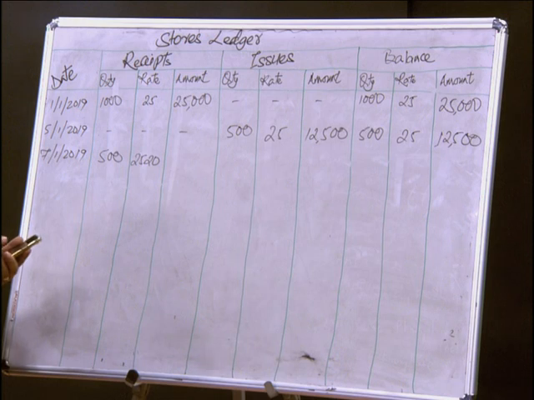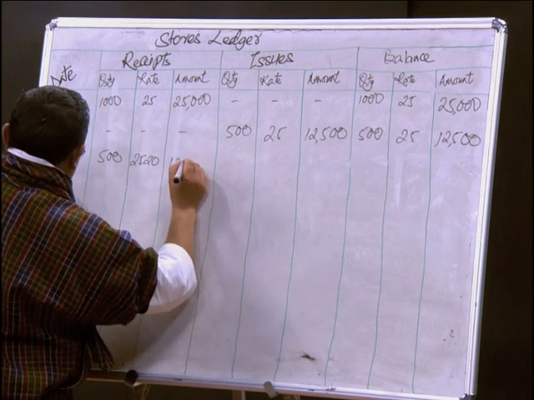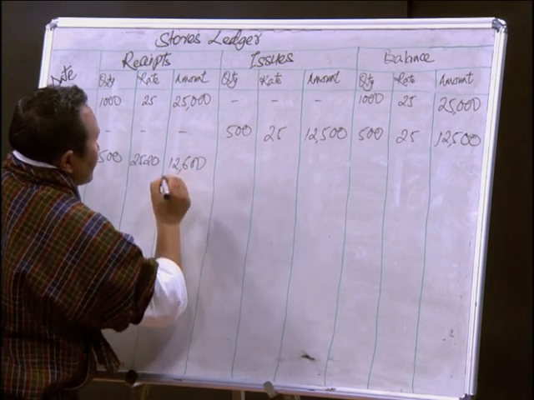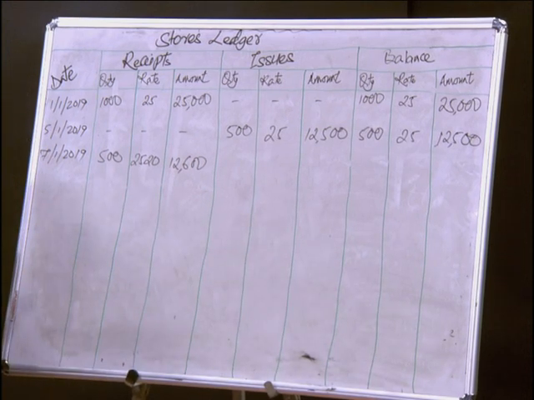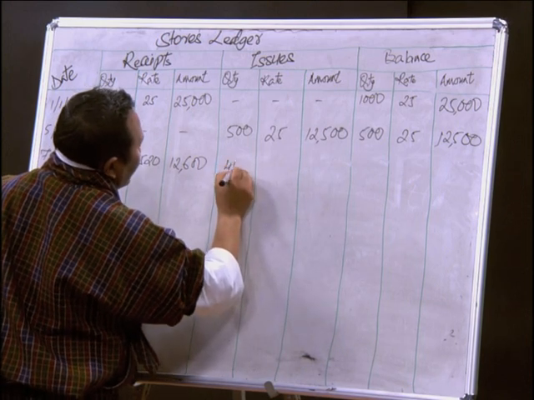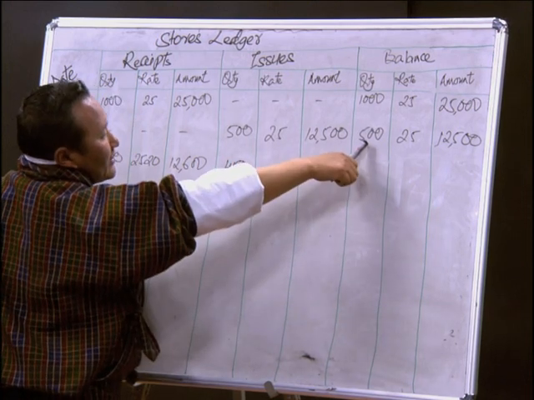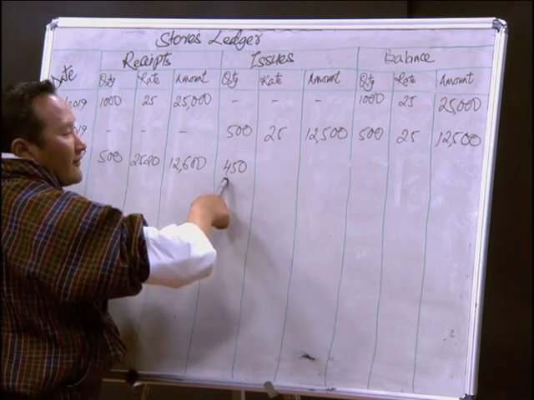Okay, that is 500 times 25.20. We get 12,600. At the same time we have issues to be made, and we have to issue 450 units. So we have a balance of 500, and from that balance we are going to issue 450 units.